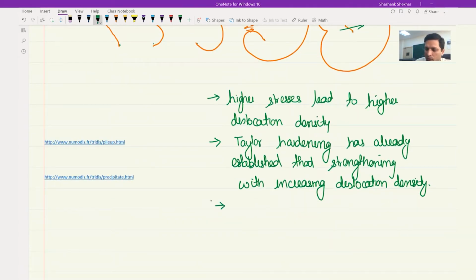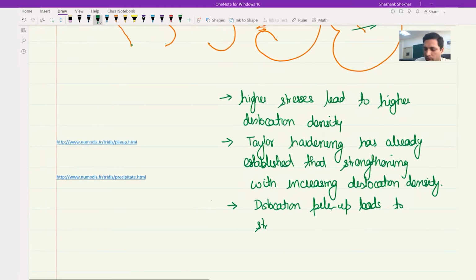And in these two, we have seen clearly dislocation pile up leads to strengthening. So these two animations have further corroborated what we said, that the dislocation pileup leads to strengthening.